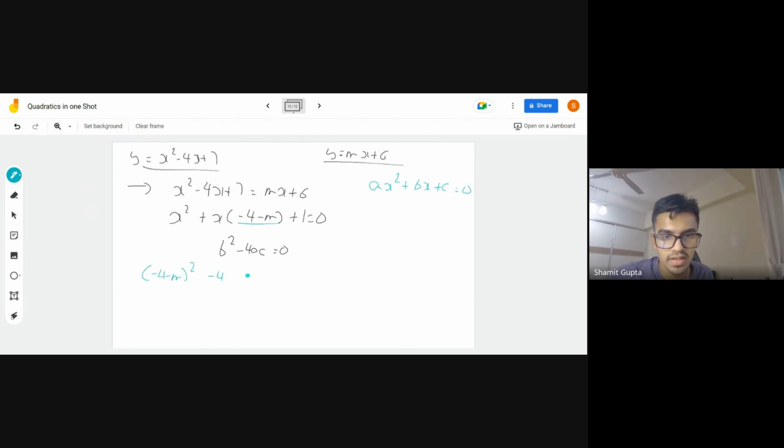Then minus 4ac. A will be 1. The coefficient of a is, this is 1x squared. Then c will be 1 also, which is equal to 0. Okay, then you can solve for m.